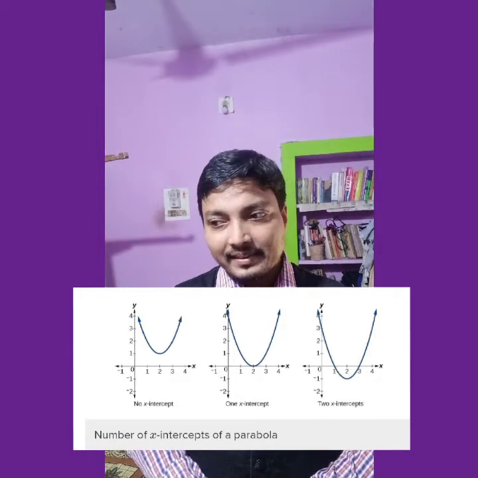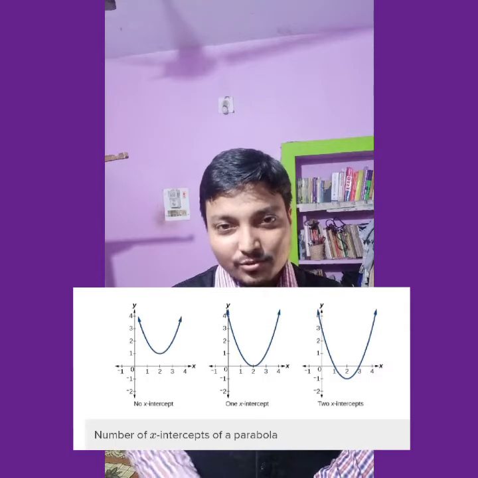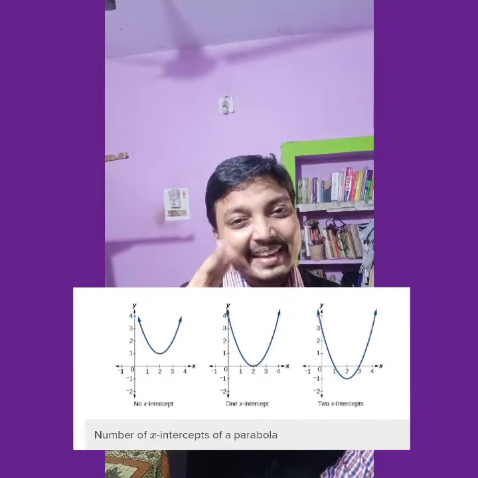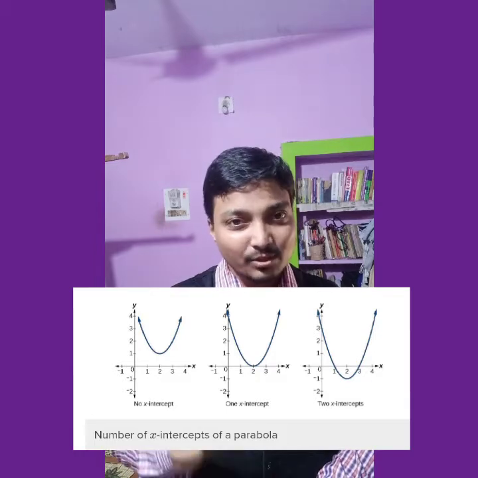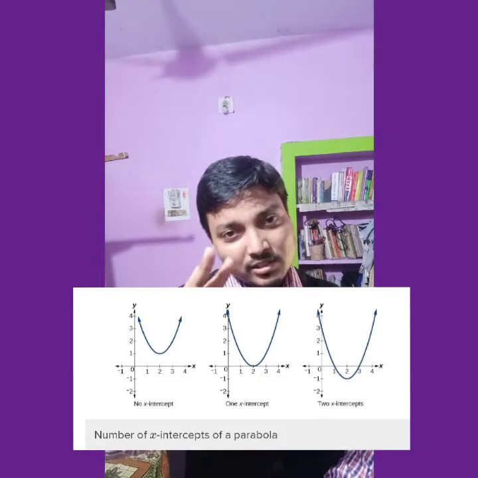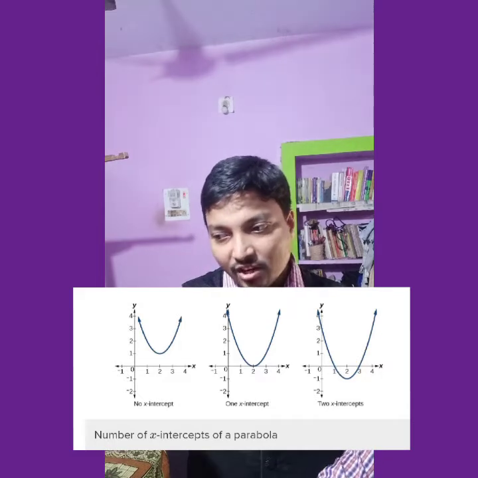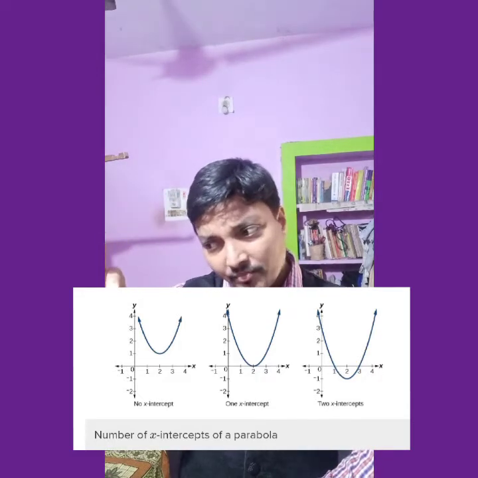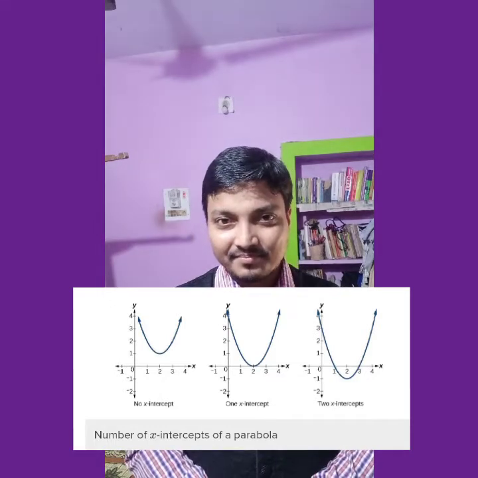Whenever you get that the graph touches the x-axis at a point, it means it has two zeros, but the two zeros are equal. Otherwise, you can say it has single zeros. Whenever the two zeros are equal, the structure will be just like this. The curve touches the x-axis at a point.